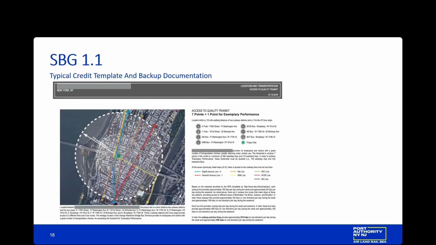For the location and transportation credit, that is the access to quality transit. Here we're demonstrating that this is a 7-point plus an exemplary point project because it is well served by all of the public transportation lines that you see here.